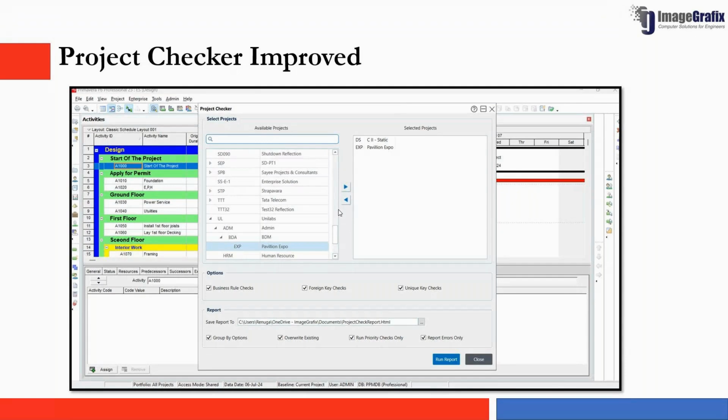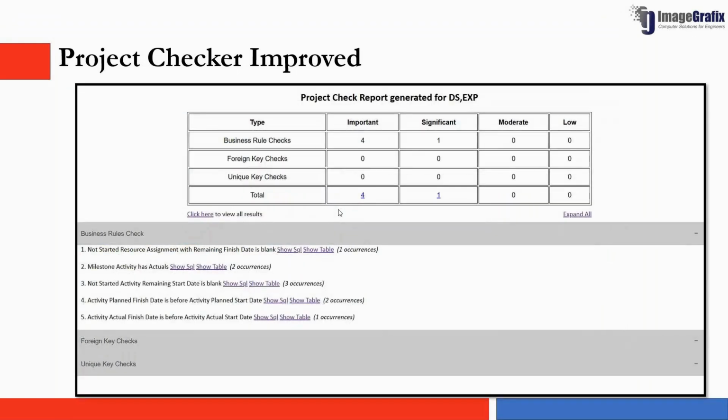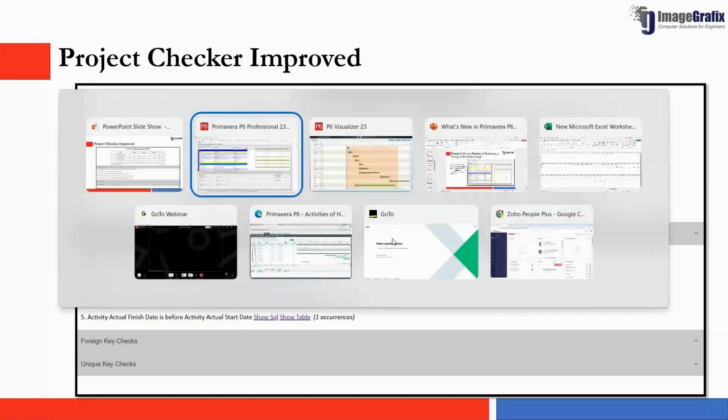It will give results like business rule check, foreign key check, and unique key checks. Like this, it will show the errors and which option is showing the error, either in the project completion or in any other area. By using this option we can identify those things. So we can see the same in the application now.